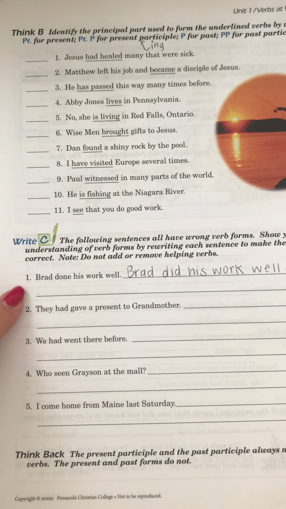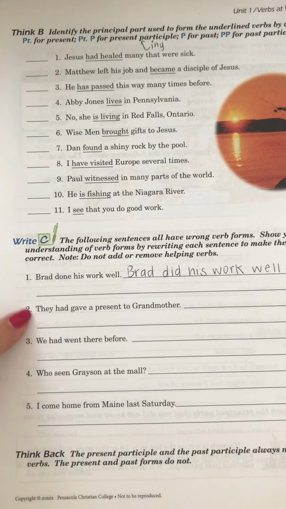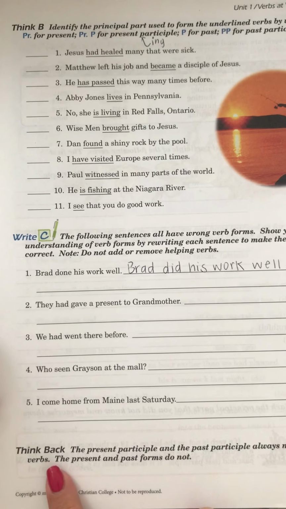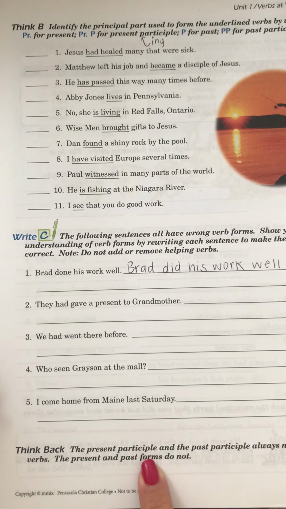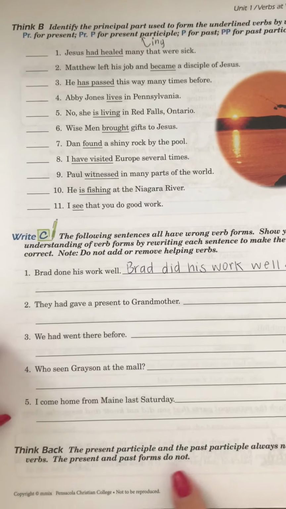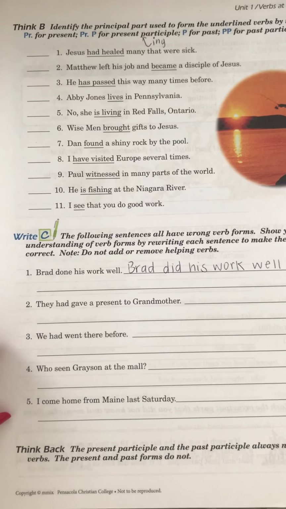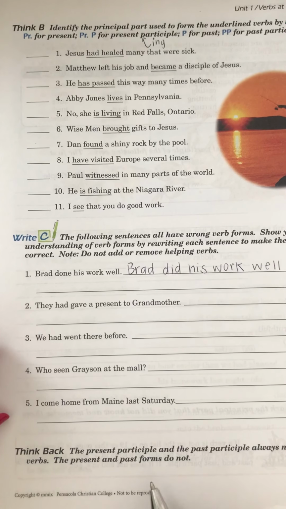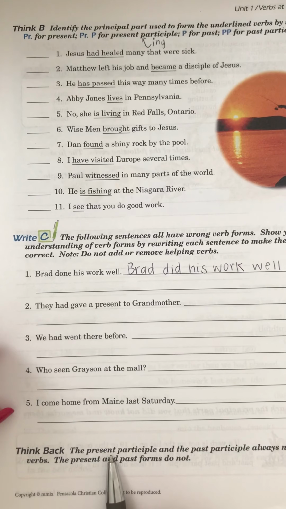You're going to read the rest of these sentences out loud and correct them. And then here is just a reminder. The present participle and the past participle always need helping verbs. The present and past forms do not. So that's just another hint. Usually when you see a phrase that has a helping verb, it's going to be past participle or present participle.